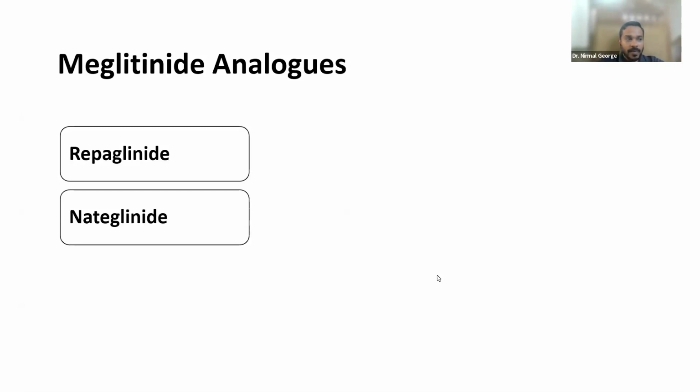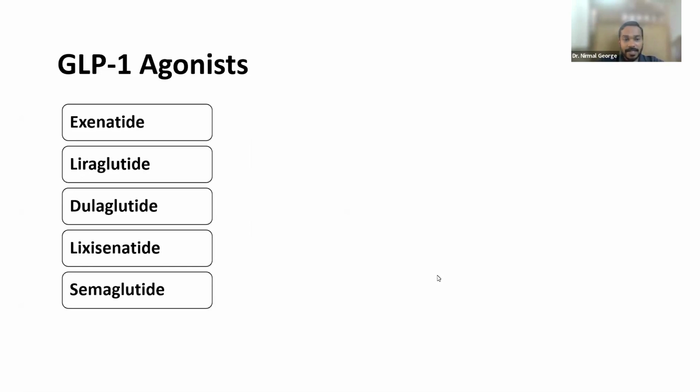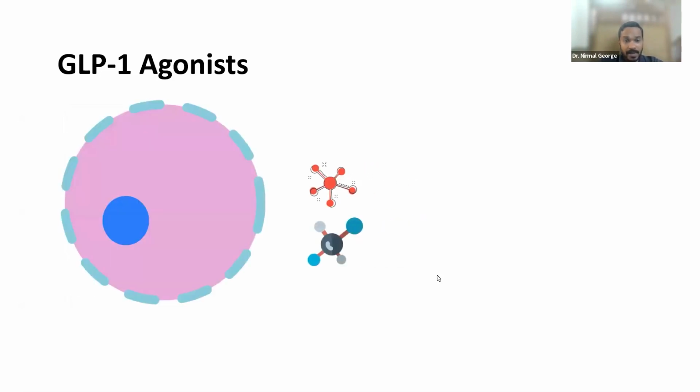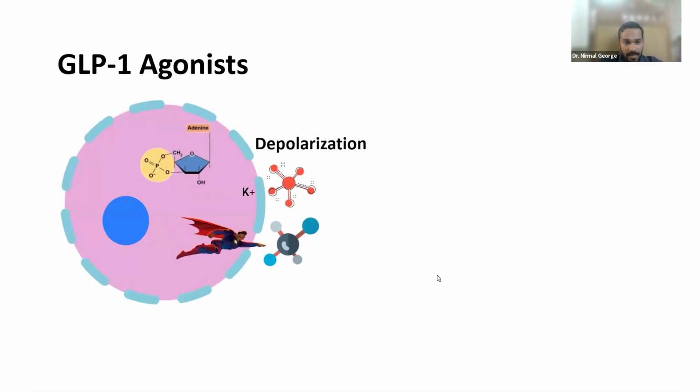The next group of agents that increase insulin secretion are GLP-1 agonists. These are the drugs in which maximum research is going on right now. We have 5 GLP-1 agonists currently available in the market. These include exenatide, liraglutide, dulaglutide, lixisenatide, and semaglutide. Food in our gastrointestinal tract will stimulate the release of incretin hormones, that is GLP-1 and GIP. They bind to the beta cells of the pancreas. They increase the cyclic AMP intracellularly, which will block the potassium channels, which will result in depolarization and release of insulin.